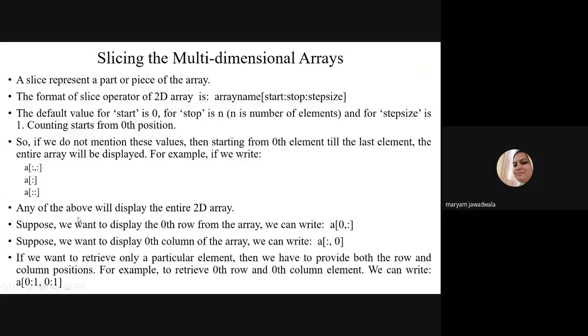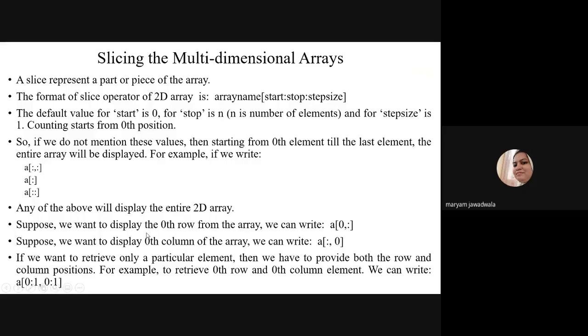Suppose I want to print the 0th row from the 2D array. How can we write it? I can write the starting index as 0, and after that comma and then colon. The system will print the 0th row only because I wrote 0, right?